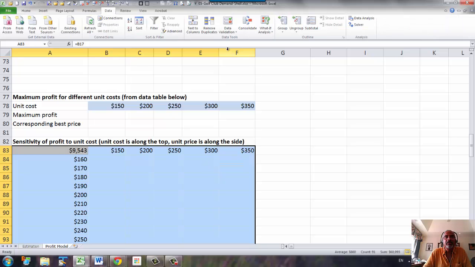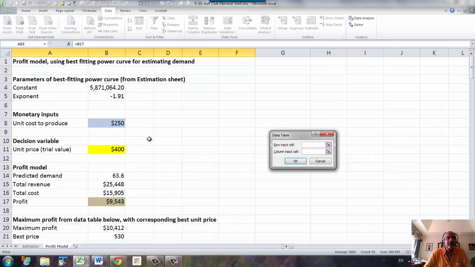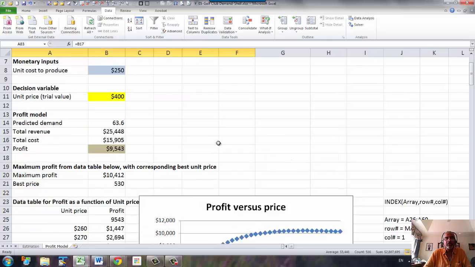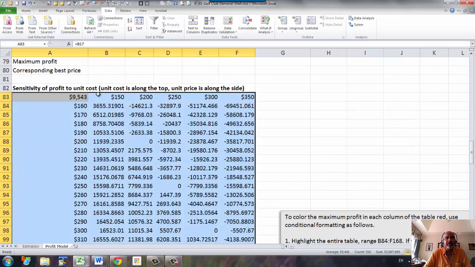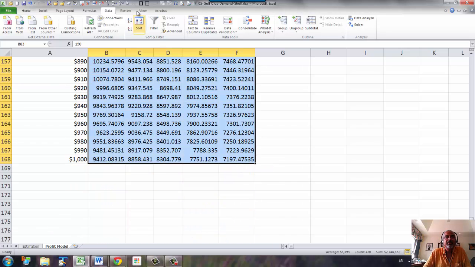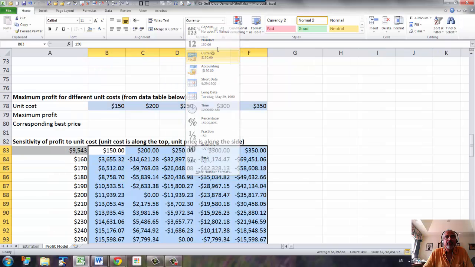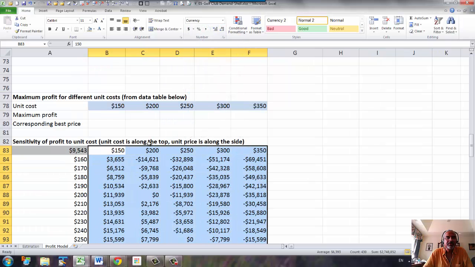So go to Data, What-If Analysis, Data Table. Now the row input cell is unit cost, so that will be that cell. Column input cell is price, which is that one. So click OK, and that gives us the profits. Okay, let's format it to currency and no decimal places.